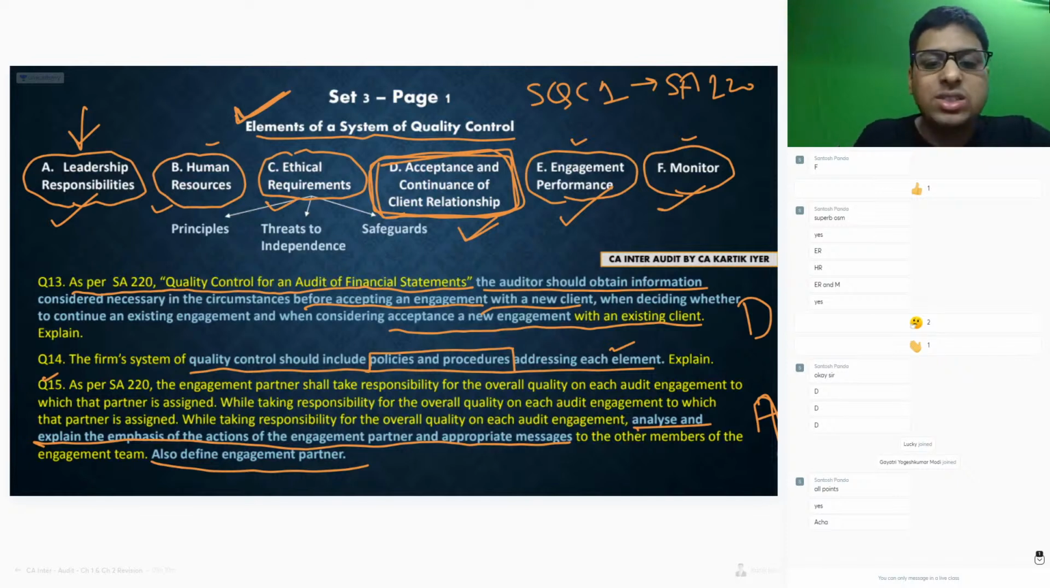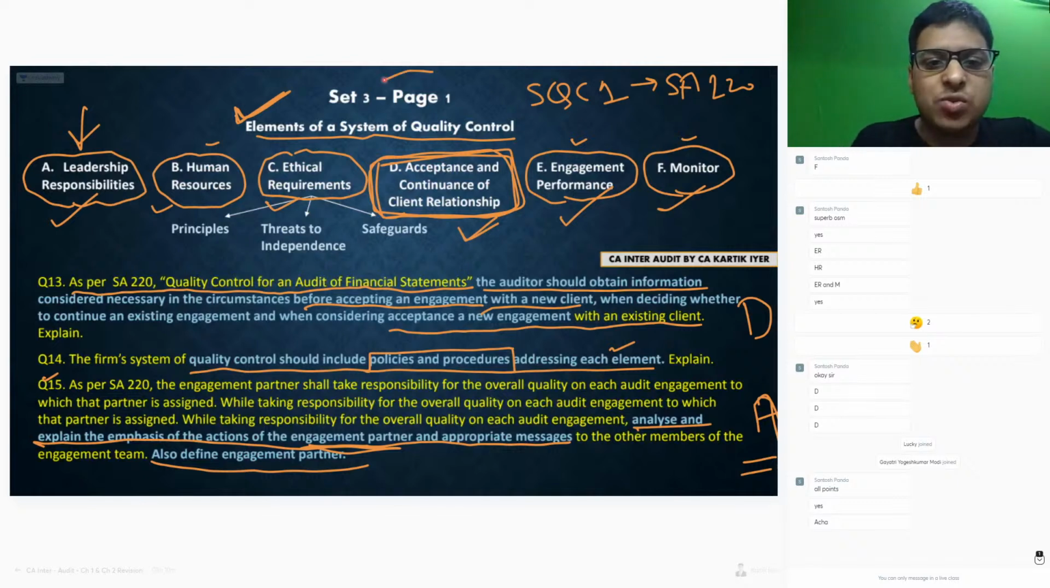Because the engagement partner is the leader of the CA firm. When you say a CA firm, it will contain partners. These are partners who are chartered accountants who are going to do the audit. So question number 15 deals with point number A. Very simple till here.